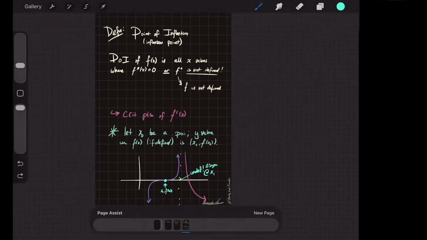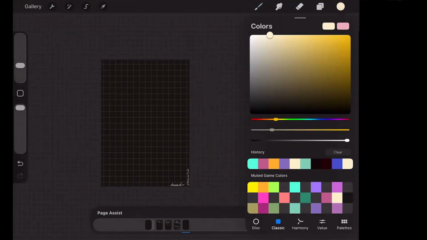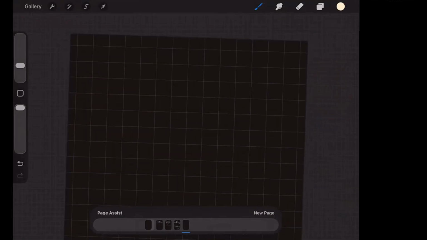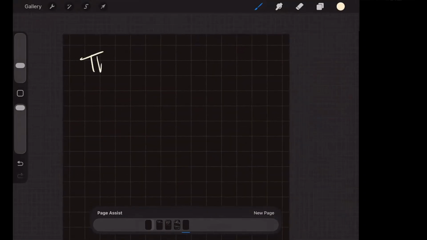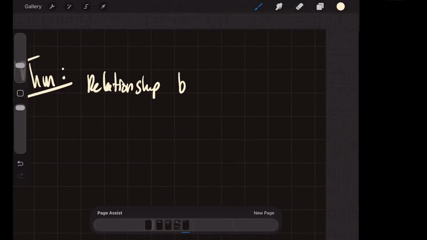We'll talk a little bit about the relationship between the first derivative, the second derivative, and the original function as well. So let's call it a theorem: the relationship between f, f prime, and f double prime.